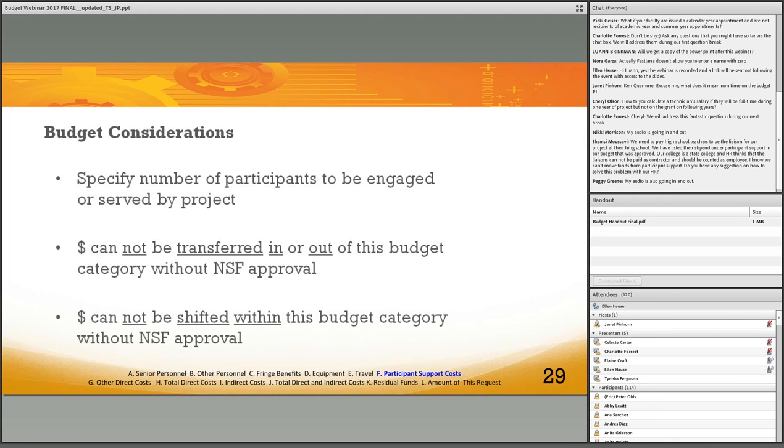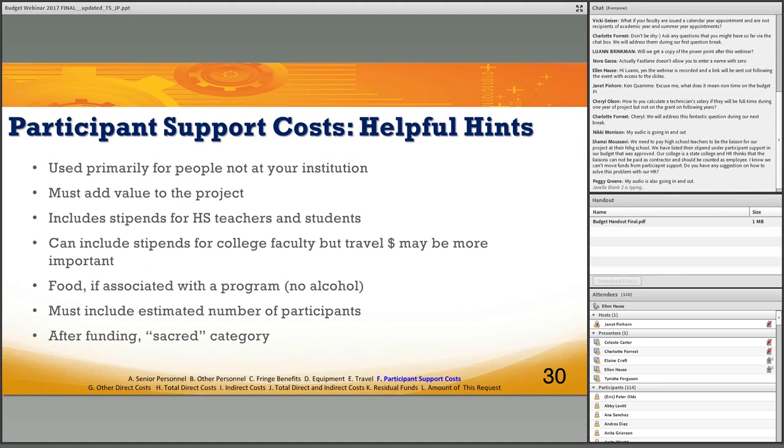And a few participant support budget considerations. You need to specify the number of participants to be engaged or served by the project. And you need to note some important considerations about the categories. Money cannot be transferred in or out of this budget category without NSF approval. And in addition to not being able to transfer money in or out of this budget category, you also can't move money around within the specific categories of stipends, travel, subsistence, and other without obtaining program director approval. So you'll really want to be thoughtful about how you budget in the category of participant support. And on that note, I'd actually like to turn it over to Celeste Carter to provide some more program director tips regarding this budget category.